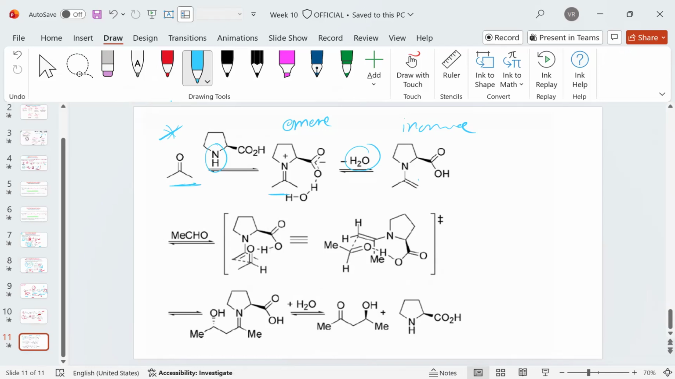Now what happens? This enamine reacts further with, in this case, an aldehyde, CH3 C double bond OH. So this aldehyde and this enamine form a similar type of transition state, a chair-like transition state, as you can see here. This transition state is formed, and this is then converted into this type of anti-addition product. So you can see this is the product we are getting.